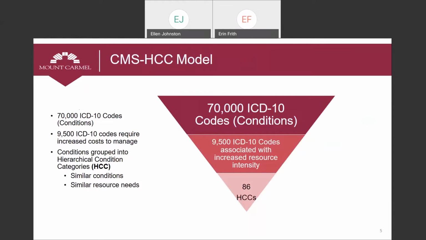Around 9,500 diagnosis codes are determined to affect risk, and they each map to what is called a hierarchical condition category, or an HCC. An HCC is a group of chronic conditions that are clinically similar and have been determined to have a similar effect on resource utilization. Each HCC has a weight, and these weights are what calculate the clinical portion of a patient's risk score. There are 86 HCCs that are included in the 2020 risk adjustment model.